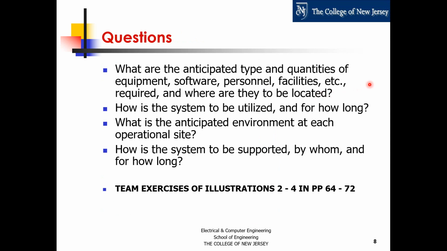So questions to help you do that are questions like this. What is the anticipated type and quantities of equipment, software, personnel, facilities, etc., and where are they going to be located? So general questions like this, how the system will be utilized, for how long, the environment of the operational site, and again, how the system is to be supported by whom and for how long. These questions lead into the maintenance and support concept of the system.